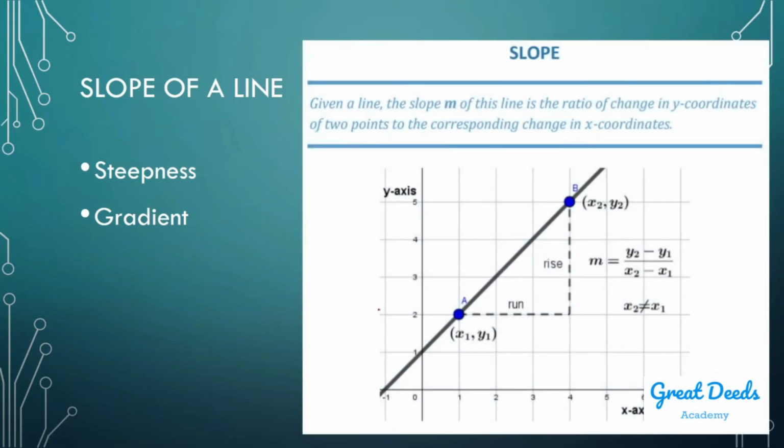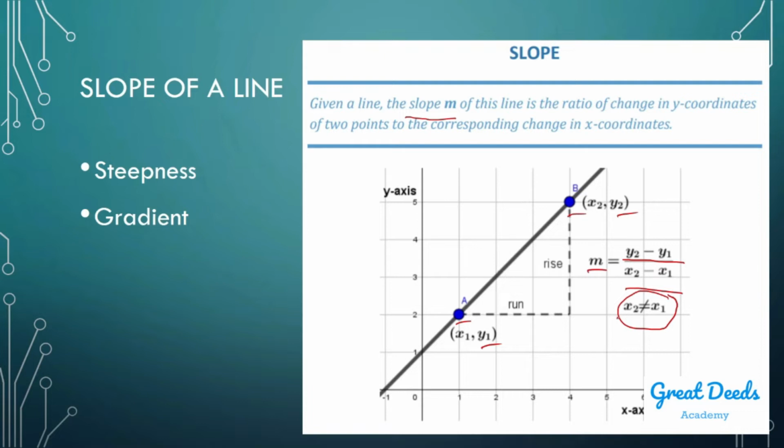Let us define slope. Given a line, the slope m of this line is the ratio of change in the y-coordinates of 2 points to the corresponding change in the x-coordinates. So given 2 points that lie on a line, the slope is equal to y sub 2 minus y sub 1 divided by x sub 2 minus x sub 1, where x sub 2 is not equal to x sub 1. Now, why is this so?